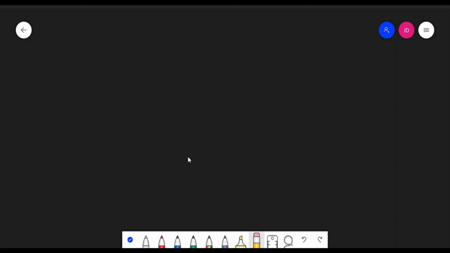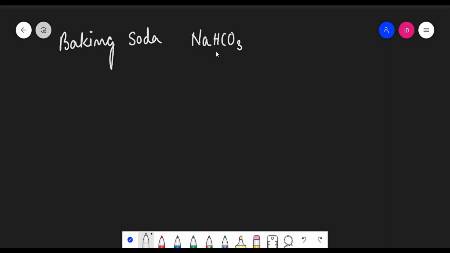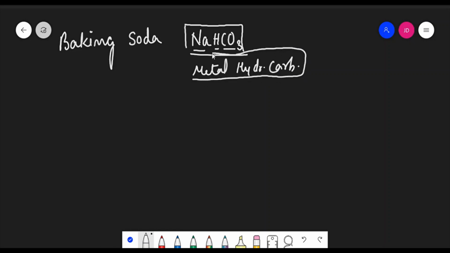So, welcome. Let's begin the topic by talking about baking soda. Our baking soda, the formula will be NaHCO3. I hope you remember this compound. What was it? Sodium hydrogen carbonate, or metal hydrogen carbonate. If the metal given is sodium, we give it a common name. What is the common name here? Baking soda. So first of all, let us learn how to make baking soda.